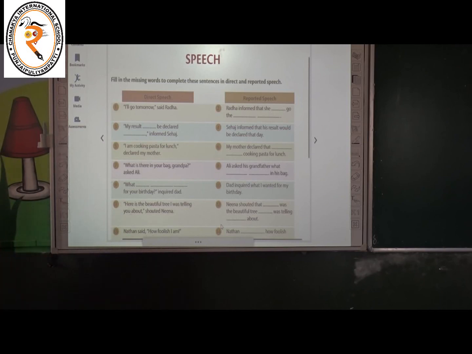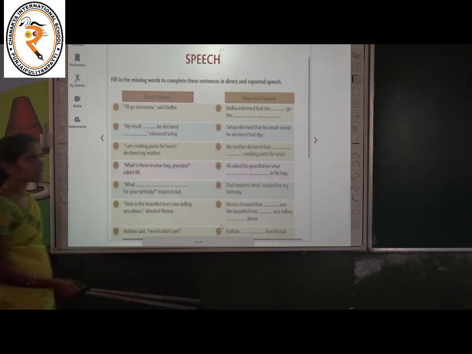See the first one, direct speech. I will go tomorrow, said Radha. So in the reported speech, Radha informed that she would. In the direct speech it is will, so here it becomes would. So make a note of the first fillers. Radha informed that she would go the next day. Tomorrow in direct speech becomes next day in indirect speech. So here comes would and here comes next day.